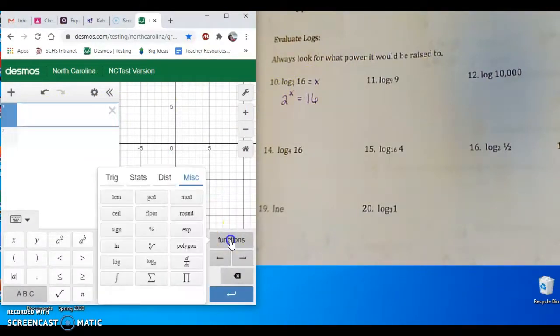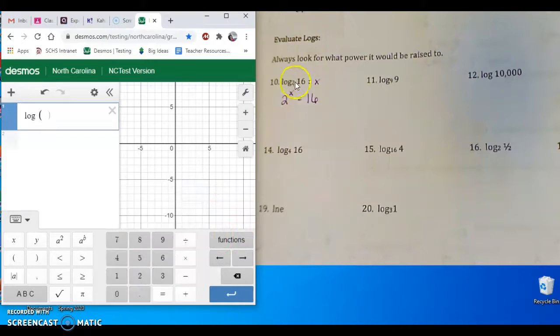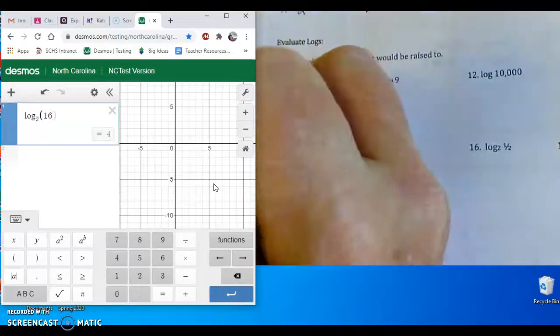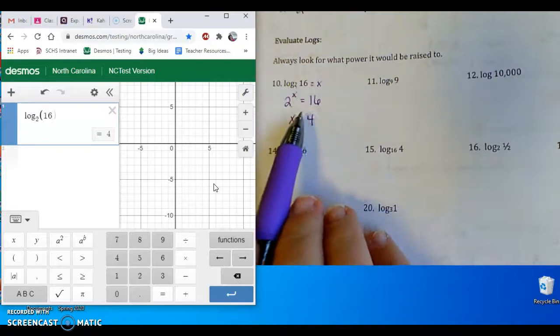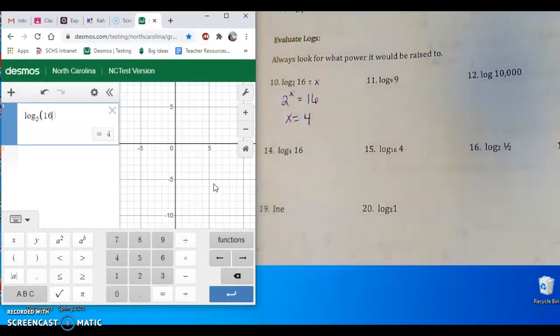But here's how you can check it. You go to functions, you go to your log, and we're just going to put log 2 and then 16. And it tells me it's 4. Okay? I think it's important for you to think about what power you're raising it to and how to get the answer, but ultimately, Desmos will help you get the answer. Okay? So let's do another one.